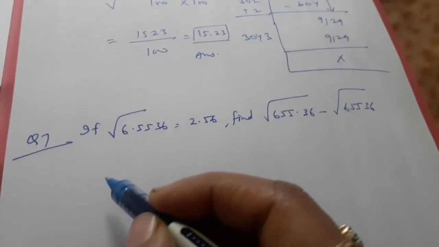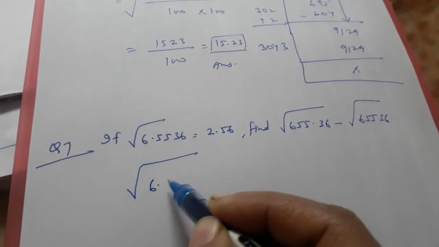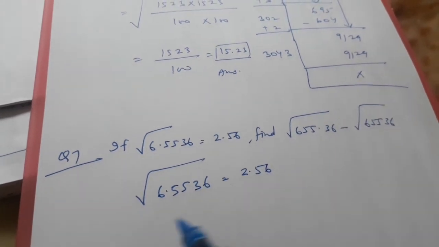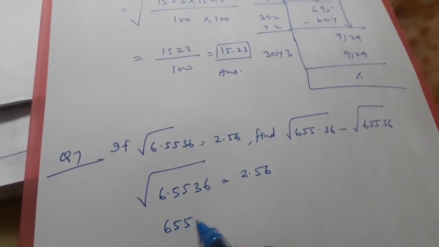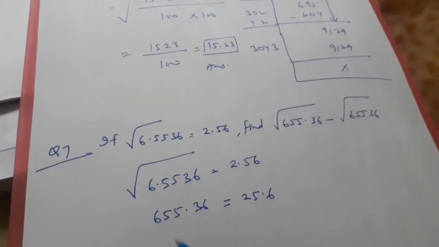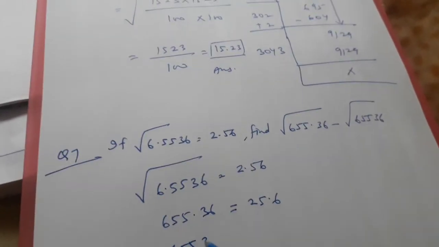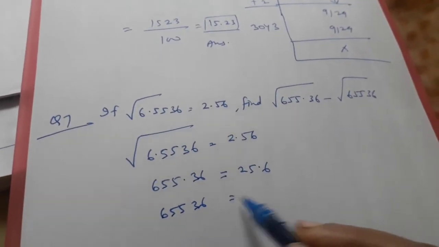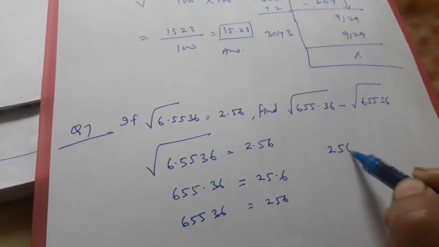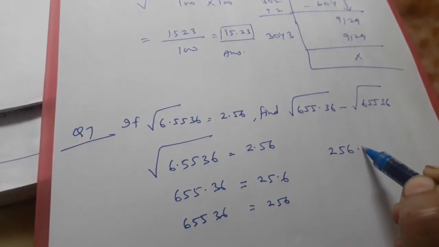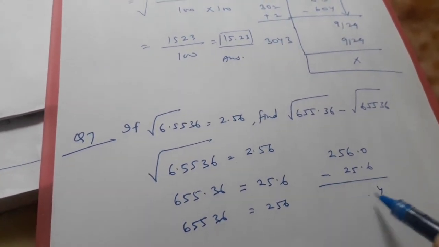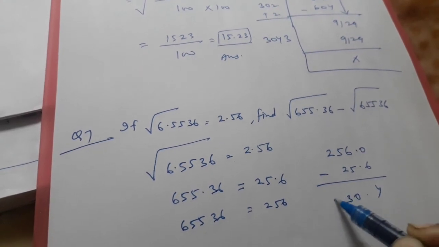So if root 6.5536 is equal to 2.56, then root 655.36 would be equal to 25.6 and root 65536 would be equal to 256. So we have to subtract, just subtract 256.0 and 25.6. So 10 minus 6, 4, 0, 3 and 2.